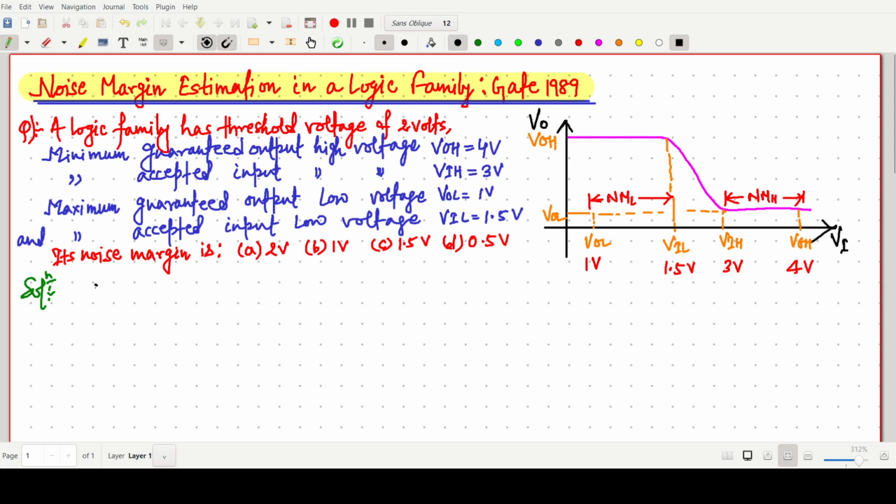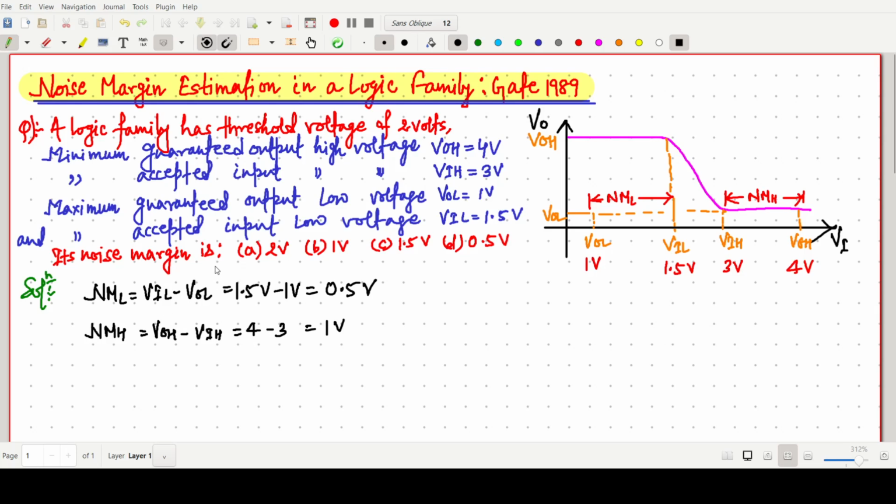So now what we can write, NML is nothing but simply VIL minus VOL. So we can write 1.5 volt minus 1 volt, that is our 0.5 volt. And NMH is nothing but simply VOH minus VIH. So VOH is our 4 volt minus VIH 3 volt. I am not writing the volt, so I am writing 1.